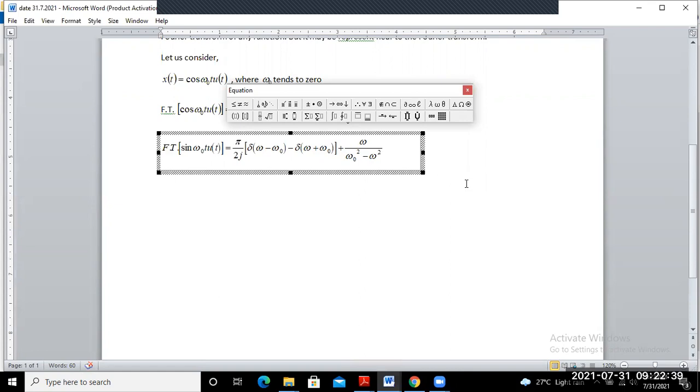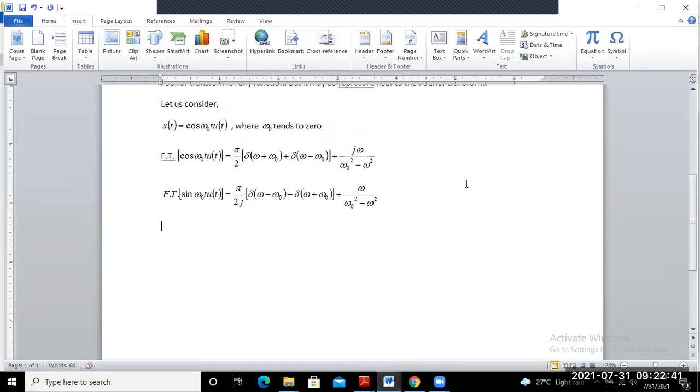So just put here the Fourier transform of x(t) equal to this one. That means the Fourier transform of cos omega naught t u(t) equal to this one, and put here omega naught tends to 0. Okay, so put here that Fourier transform of x(t) equal to this one.